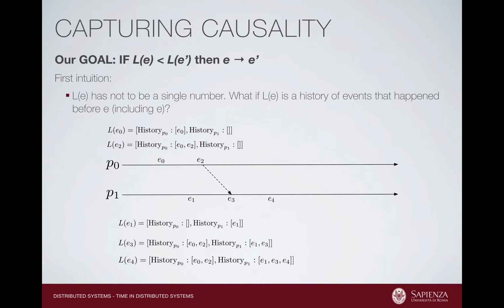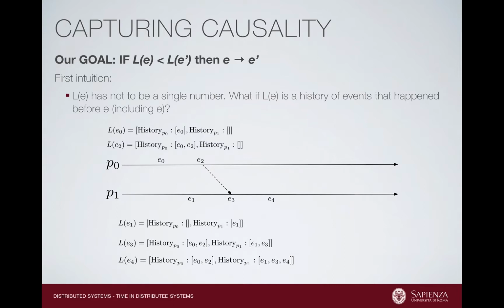Then we have on process P1 the symmetric thing for event E1. The event E1 will have a timestamp, and this timestamp contains the history of events on P0 that have causally influenced E1, and it is empty because no event on P0 has causally influenced E1. Then we have the history of the events on P1 that have causally influenced E1, and E1 has been causally influenced by E1 itself on P1, because we said that we include the event in the history.